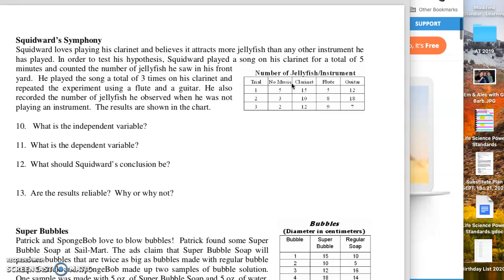Can we actually separate the clarinet from the guitar as far as that goes in the conclusion? In the questions, they ask for the independent variable, the dependent variable, and what should Squidward's conclusion be? Does the clarinet attract more jellyfish? If you look at the data, you can kind of figure that out. The last question here: are the results reliable? Was the test done correctly? Was there something that might have been done improperly?